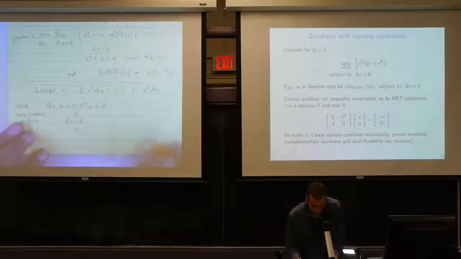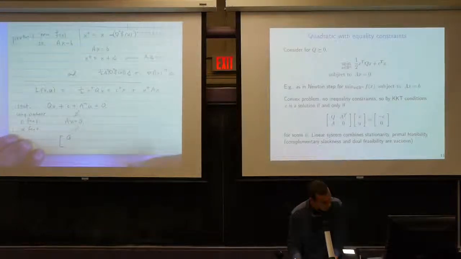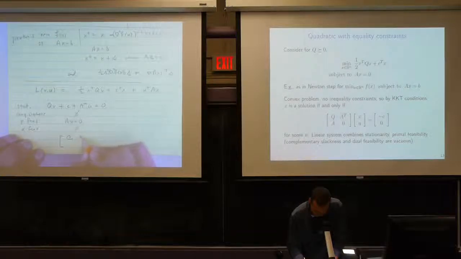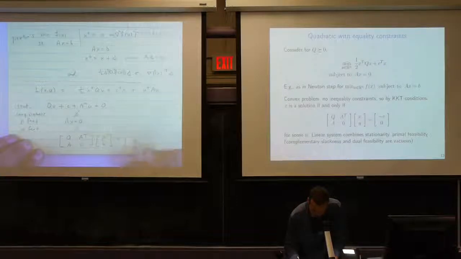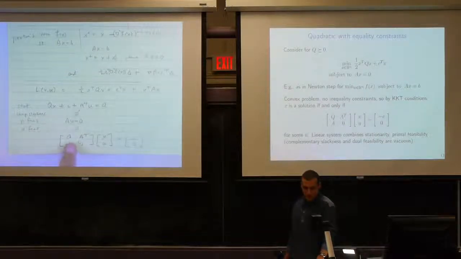And I can write these in a more concise form. I'll just write the matrix [Q, A transpose; A, 0] times [x; u] equals [minus c; 0]. All right, so the first block of this system of equalities gives me Qx plus A transpose u equals minus c. That was the stationarity condition. And the second block gives me Ax equals 0. That was just primal feasibility.